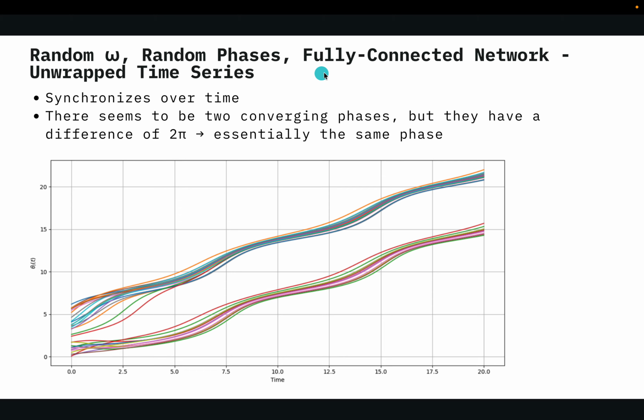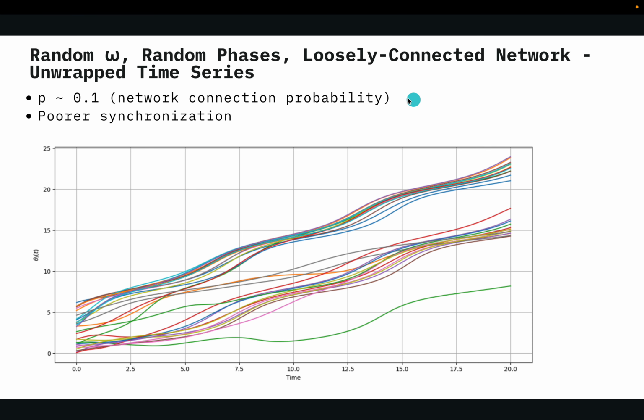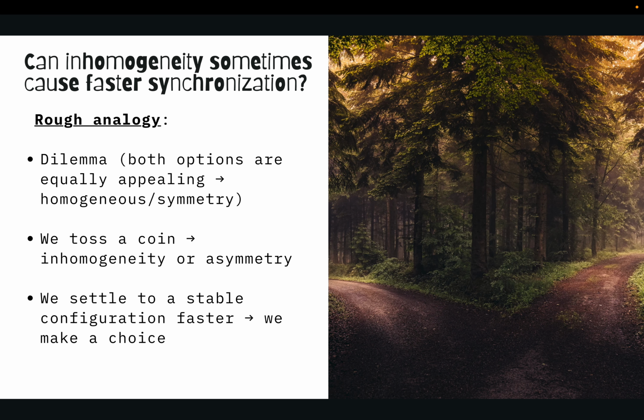Okay, so this was a fully connected network, by the way, with random theta and random omega. Here also we have random phase and random omega, but this is for a loosely connected network. So connection probability p is 0.1. That means 0.1 means 10, right? So out of every 100 possible connections, you randomly choose only 10 connections.